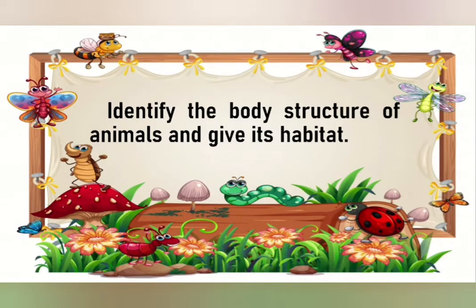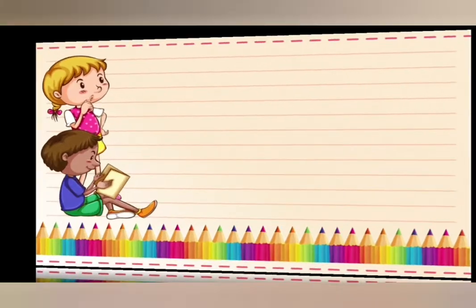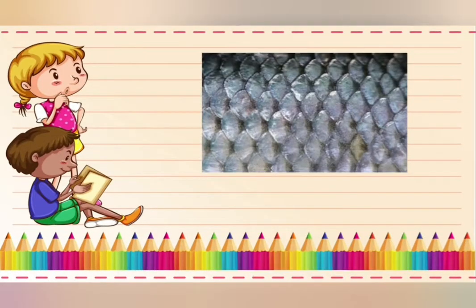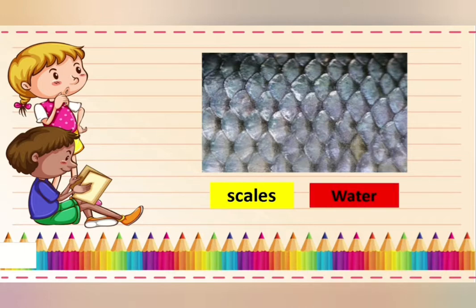Identify the body structure of animals and give its habitat. Okay, so look at the first picture. What body structure is that? I'm going to give you 5 seconds to answer. Okay, so the right answer is scales. And the habitat is water.